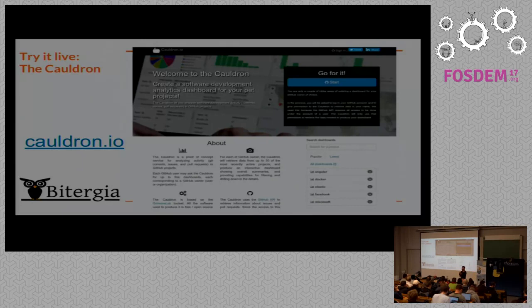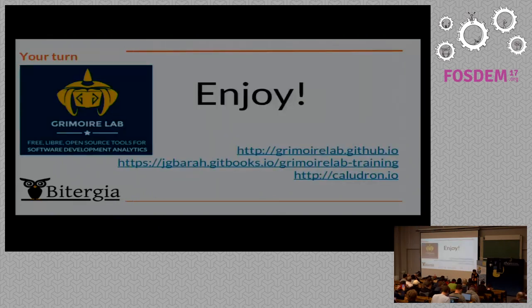And again, remember, if you want to see everything working, you can just use the Cauldron IO, and there you can get an idea of what can be produced with the software. And remember, even if you don't want to produce your own, there are many dashboards already produced that you can check, including the Python one, well, the Python organization in GitHub. And yes, to finish, so enjoy.